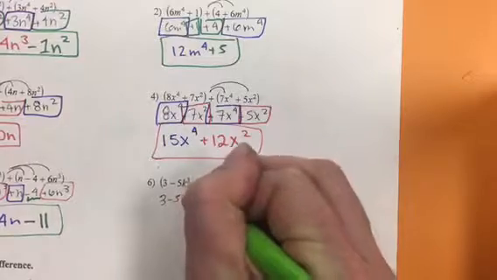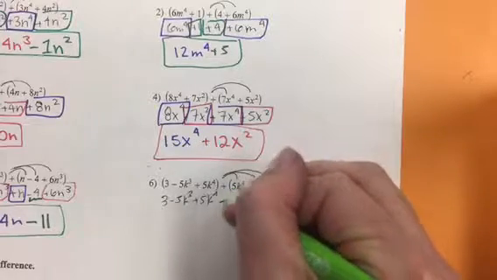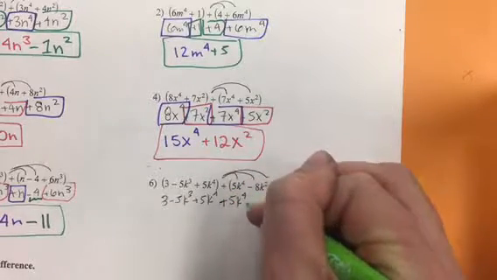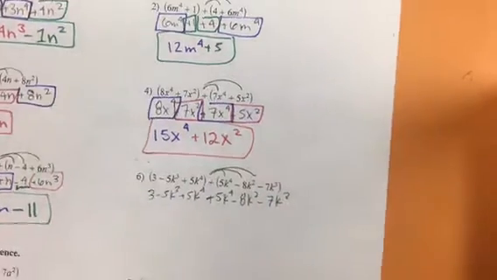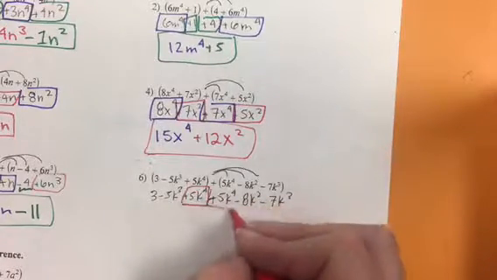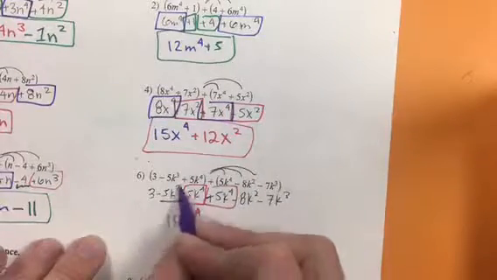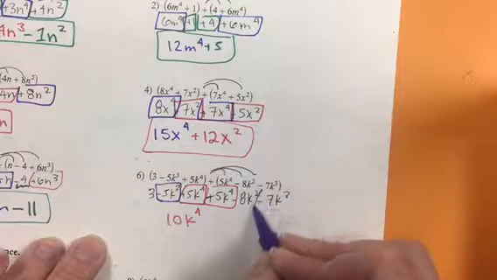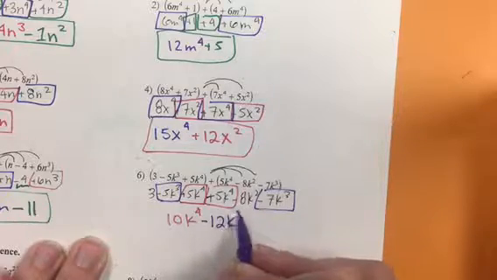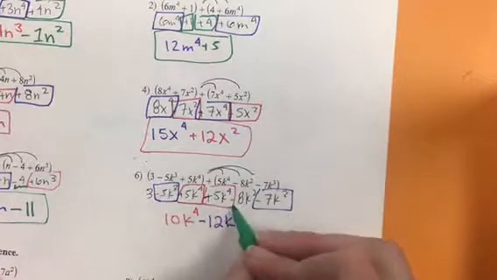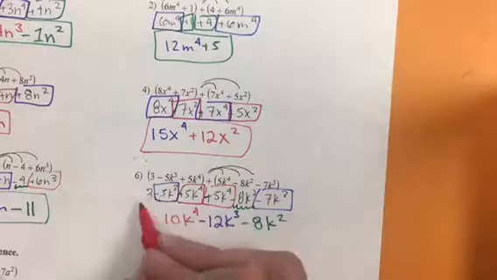3 minus 5k cubed plus 5k to the fourth. Distribute the positive in. Positive 5k to the fourth. Negative stays the same. Negative stays the same. 4 is our biggest power. 5 plus 5 is 10k to the fourth. Cubed is the next. We have a negative 5 and a negative 7, which makes a negative 12. Then we have negative 8k squared all by itself, so it just stays. And then a positive 3.